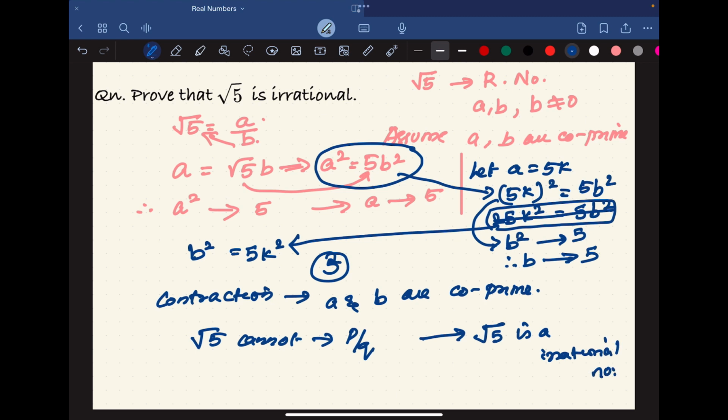It is so simple. First we will consider it in the form of a by b, then assume that a and b are co-prime, and later we will come to the conclusion that a and b have a common factor. What was the common factor? 5 is a common factor. So this contradicts the fact that a and b are co-prime, and this leads to the conclusion that our assumption was wrong. Okay, and therefore we can prove that root 5 is an irrational number.